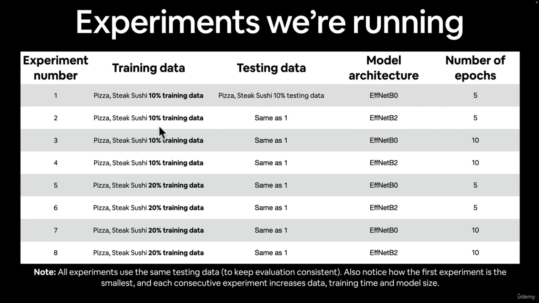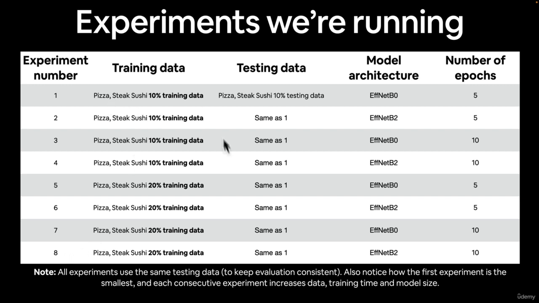Then we keep the dataset the same, we change the model, we keep the epochs the same, and use EfficientNet B2. Then we train with 10% training data again, use EfficientNet B0 just like experiment 1, and 10 epochs. And we slowly start working towards number 8 here, which ends up being double the amount of training data as experiment 1, double the model size or thereabouts as experiment 1, and double the amount of epochs. So do you see the trend that we're following here? We're slowly increasing as we go.